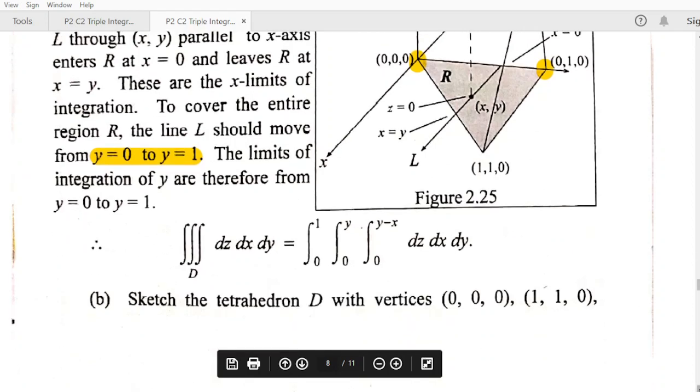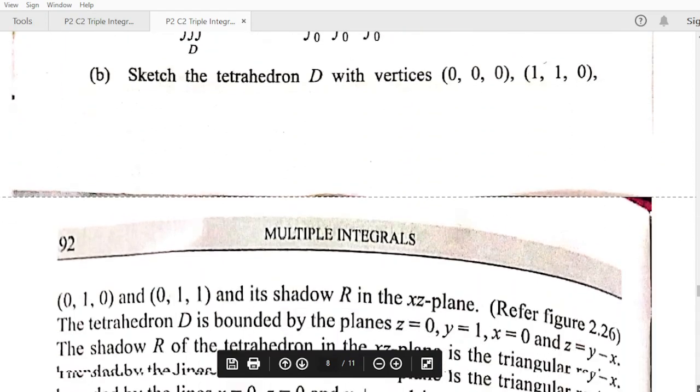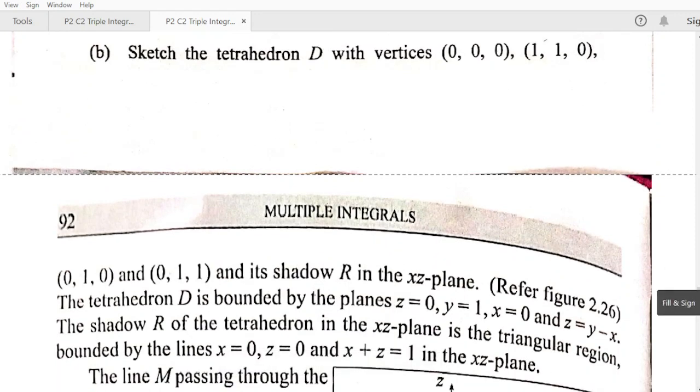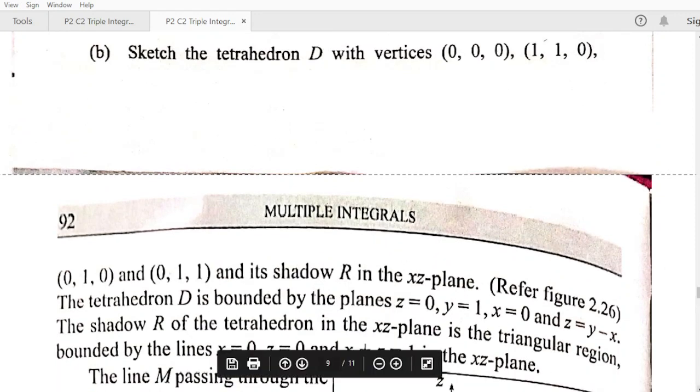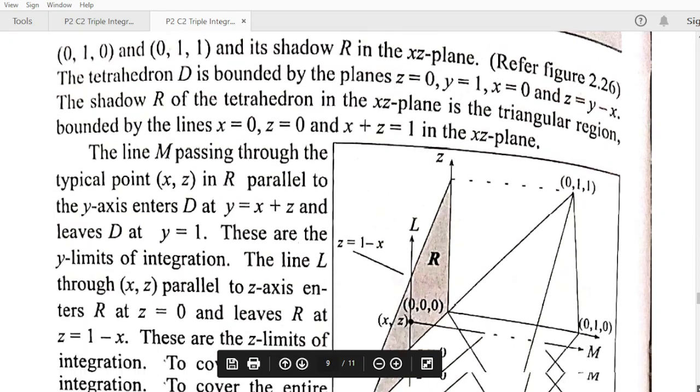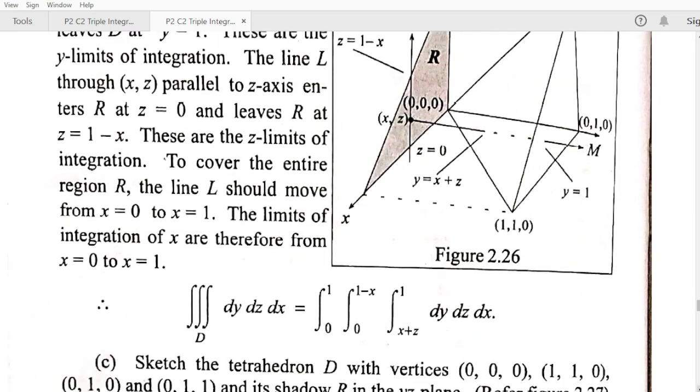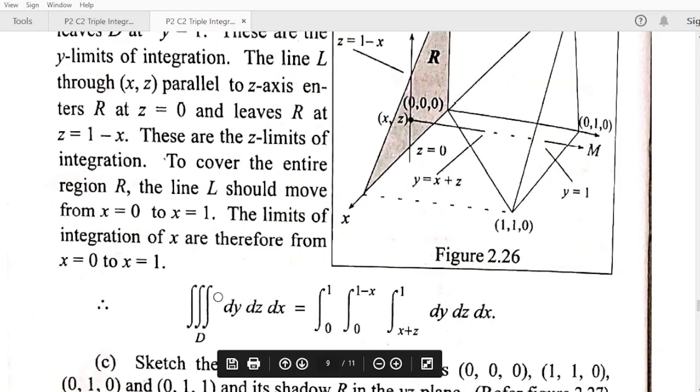So now next we are having the second question. Our graph is still the same, only our shadow may change. So our second part is we have to find the triple integral dy dz dx. So we have to write this triple integral properly. To write this triple integral properly, we have to get the limits of integration. Here we can see that first we have to find the limit of y, then we have to find the limit of z and x.